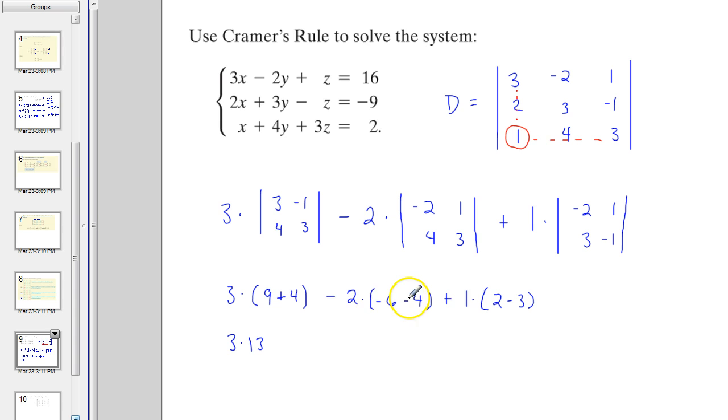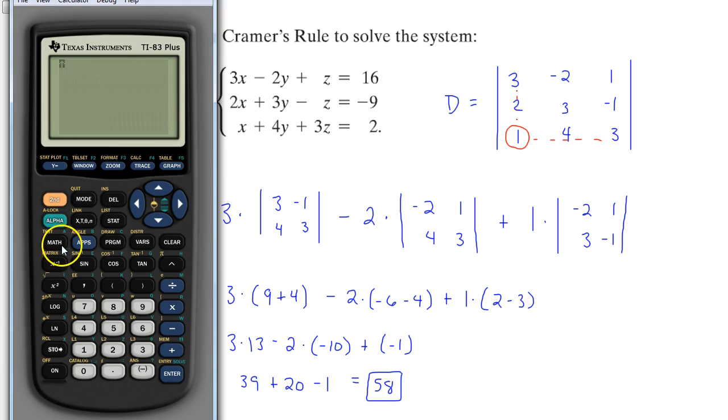This is a negative 10 times negative 2, would be a negative, I'll just do it, negative 2 times negative 10. I'll add it all up in the next step. 2 minus 3 is negative 1, so plus 1 times negative 1 is just negative 1. So that's a 39. Negative times a negative is a positive 20. Plus negative 1 would be the same thing as minus 1. So that's a 39 and 20 is 59 minus 1 is 58. So there's my determinant.